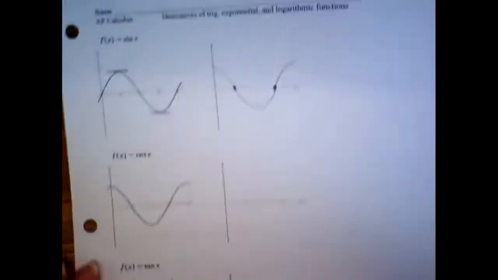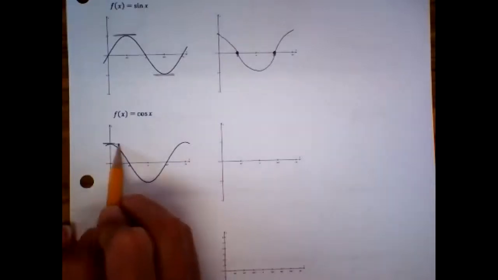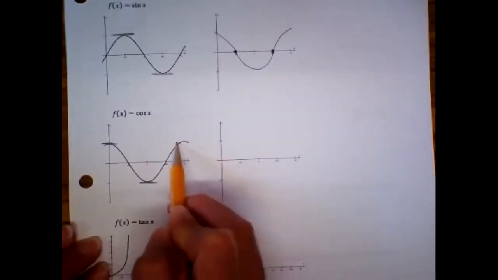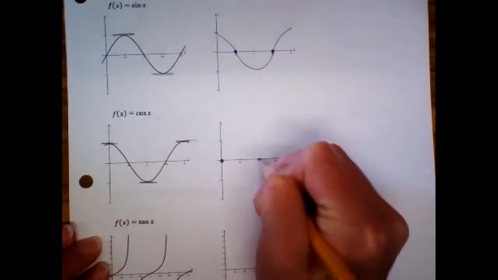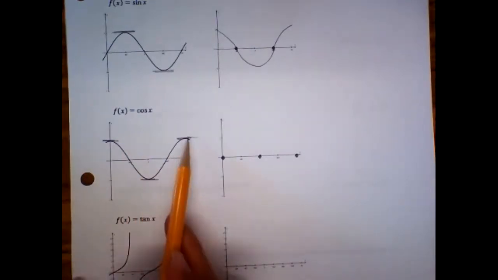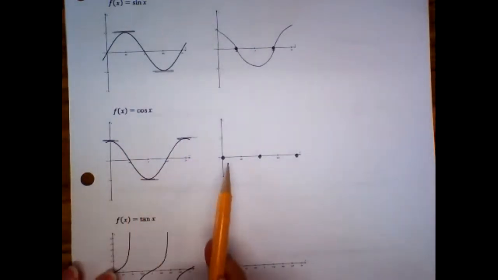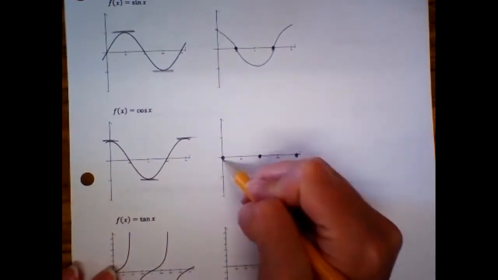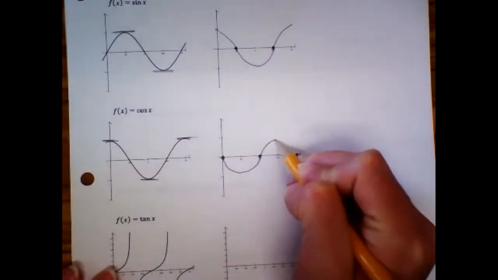All right, so this is the graph of cosine. We're going to have critical points at 0, pi, and 2 pi. And this graph is decreasing and then increasing. So its derivative is going to be below and then above. It's going to be negative and then positive.